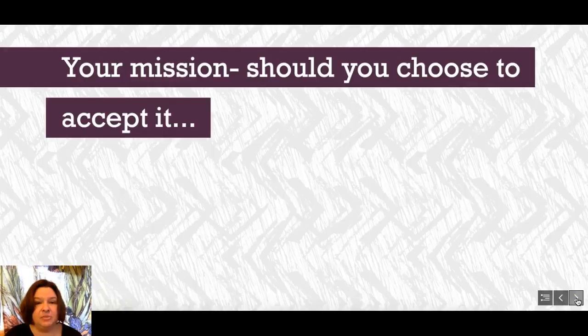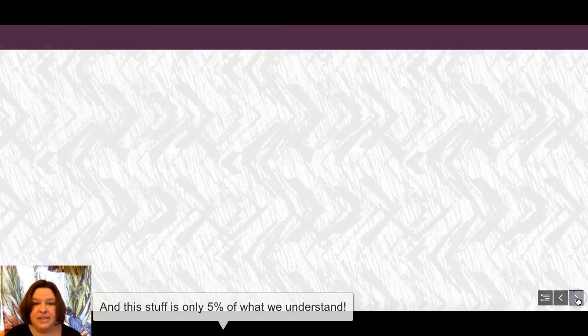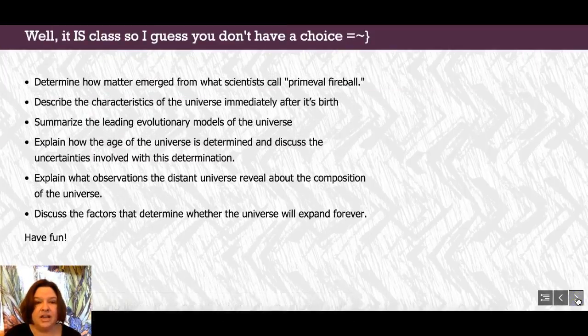So the individual things that we are going to be studying are talking about how matter emerged to begin with. We'll talk about what the universe looked like right after it was born. We'll talk about different models of the universe or origination. So not just the Big Bang, but there's other theories out there. We'll talk about the age of the universe and how we determine that and what are the uncertainties with that.